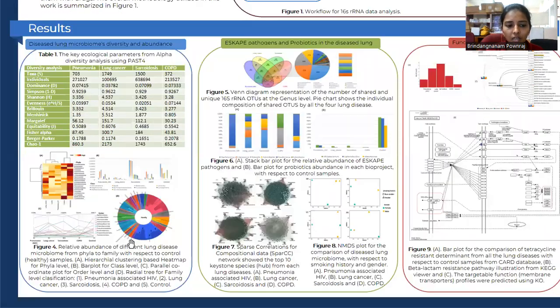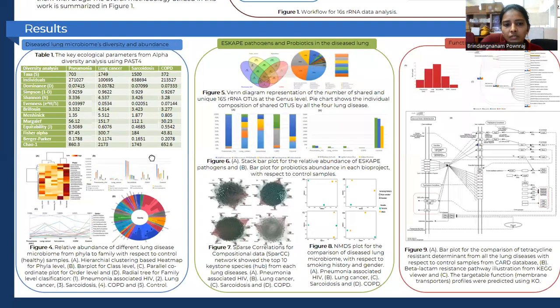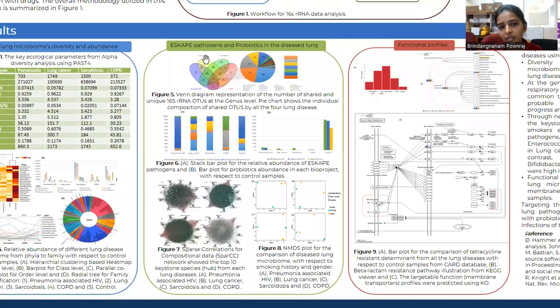Then the relative abundance of different lung disease microbiomes from phyla to family is listed here. At the phyla level, we found Firmicutes, Actinobacteria, Bacteroidetes, and finally Proteobacteria are the topmost abundant phyla in this study. After checking the literature, we found these are the common phyla present in the human microbiome. Then for the genus level, we used a Venn diagram representation.